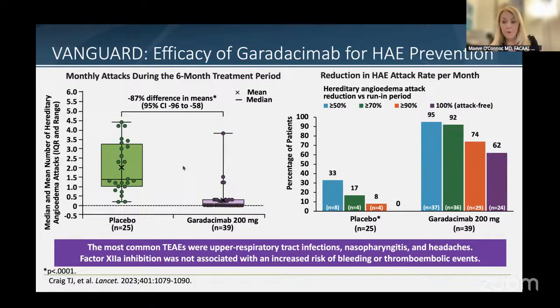So Vanguard, this was evaluating garadacimab, a monoclonal antibody targeting factor 12A, which we saw in the cartoon is an upstream trigger in the bradykinin cascade. So this was a novel mechanism of action. And as you can see here, with garadacimab, there were fewer monthly attacks over the 6-month study period. There was very good tolerability, and factor 12 inhibition did not increase bleeding risk, which was a concern given the pathways that I reviewed earlier. And this was a major concern when this first was being studied, but it did not show to be true. So very reassuring, and again, FDA approved for HAE prevention.